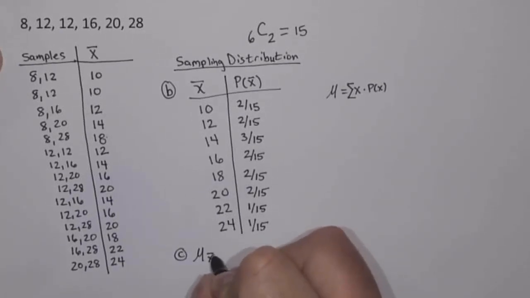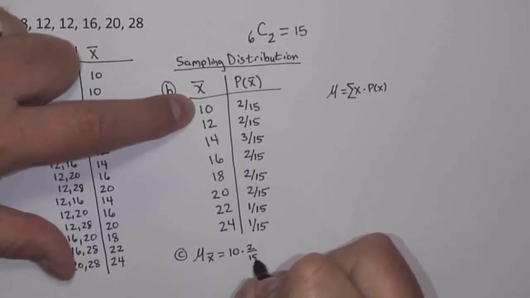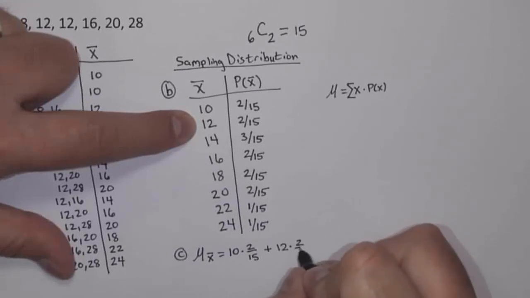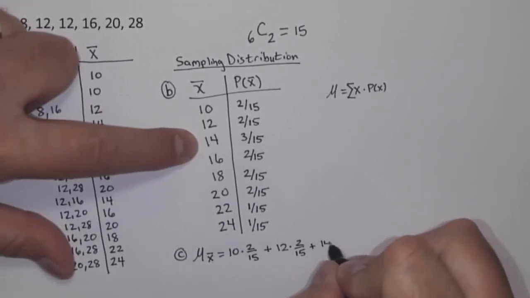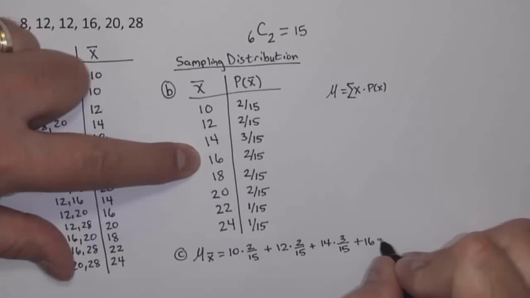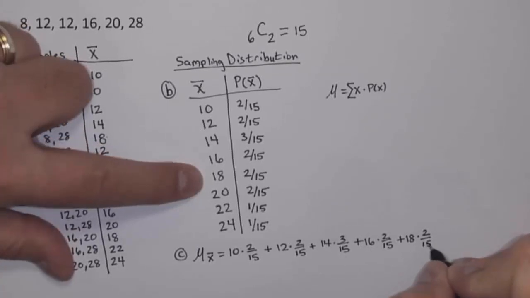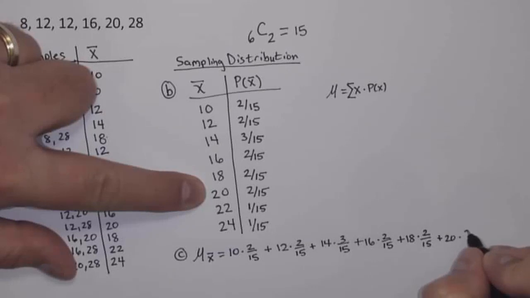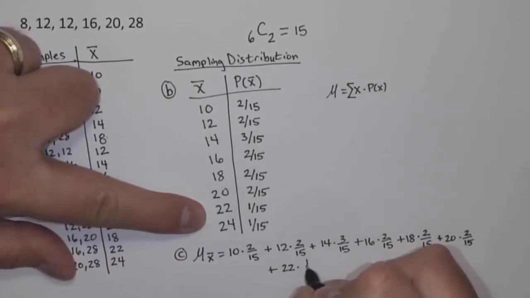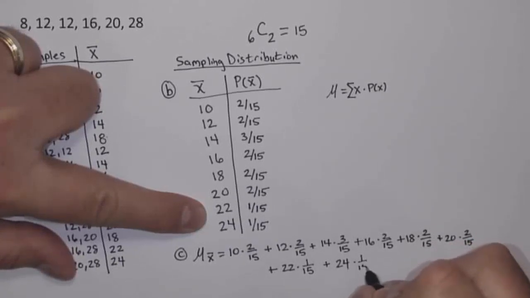The mean of our x bar distribution is going to equal 10, that was one outcome, times the probability of getting 10 as the mean, which is 2/15, plus 12 times the probability of getting 12, which is 2/15, plus 14 times the probability, which is 3/15, plus 16 times the probability, 2/15, plus 18 times the probability, 2/15, plus 20 times the probability, 2/15, plus 22 times the probability, which is 1/15, plus 24 times the probability, which is 1/15.